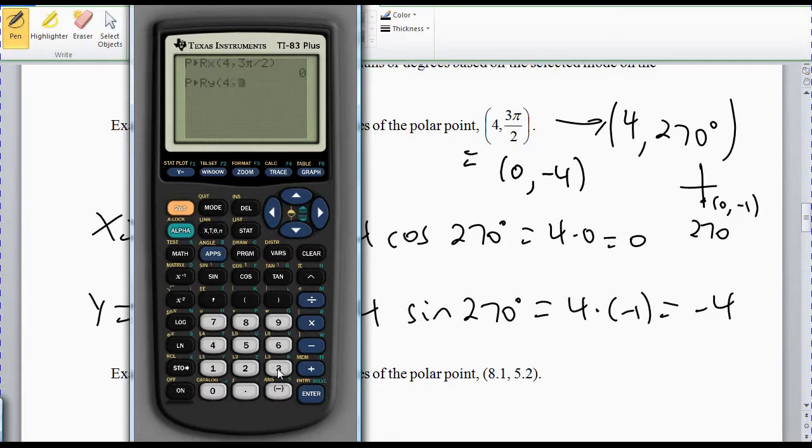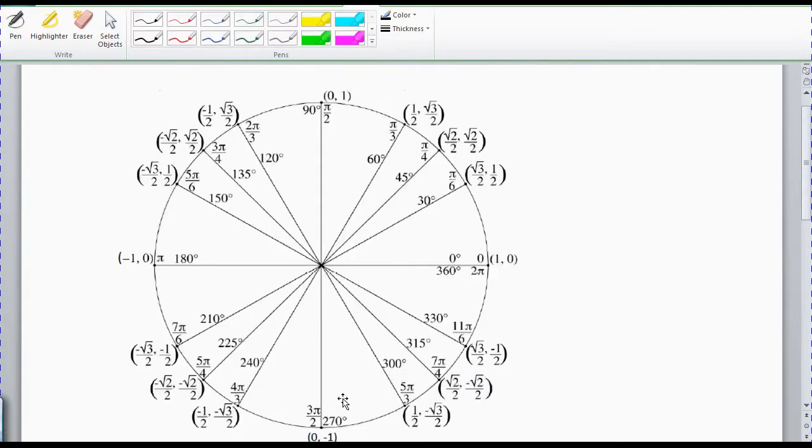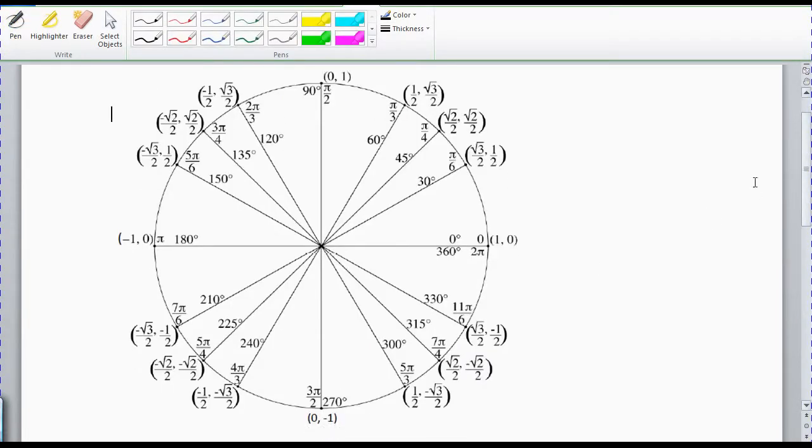4 comma 3 pi divided by 2. Oh, I made a mistake somewhere. I didn't do my 2. And you see the negative 4. So your calculator will do it for you. But you'll find out you'll want to do it like this, and you'll want to use your unit circle if one is provided to you.